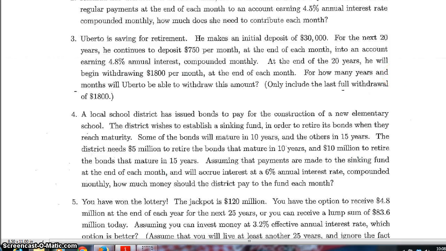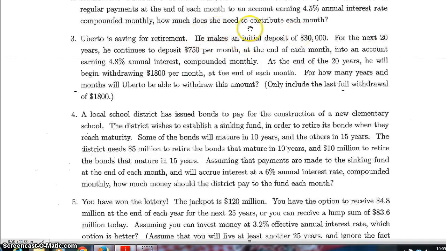Okay, this is a more complicated problem than we've done so far, and the reason is because it's really like two problems in one. You have the money that's going in that you're investing, that you hope to have for retirement, and then you have the annuity that's the retirement, so they're taking out the 1800. So there's money going in and going out.